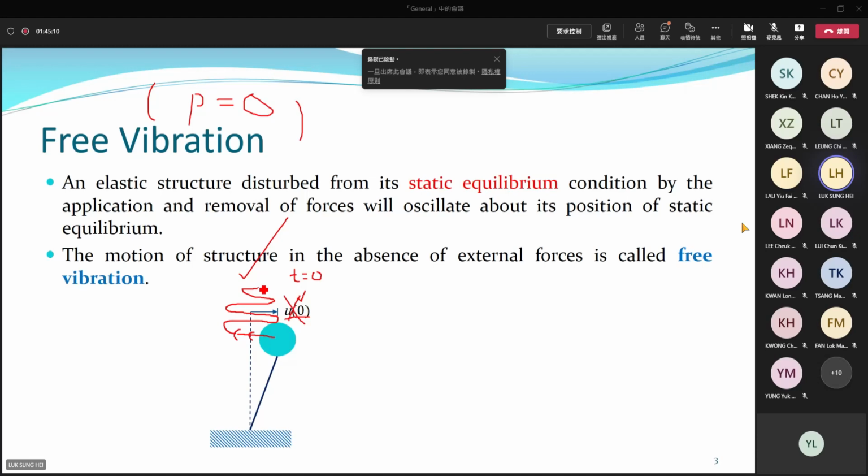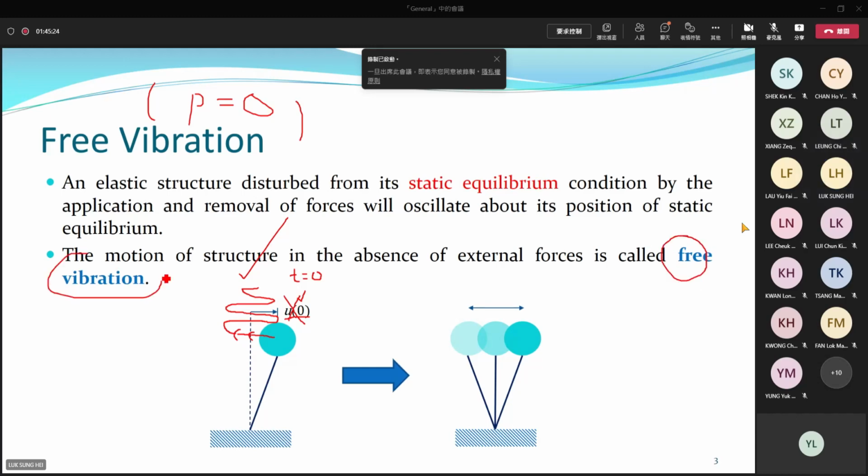You give a structure some initial displacement or initial velocity, and then the structure will oscillate back and forth horizontally. This vibration mode, we call free vibrations. There is no applied loading. You just need to give the structure some initial conditions, initial displacement or initial velocity. Then the structure will oscillate back and forth. In this chapter 5, we would like to consider free vibrations of systems with no damping or with damping. So the definition is easy, free vibrations.